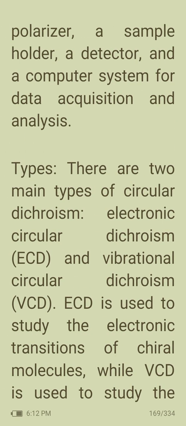So, which are the types? As mentioned earlier, there are two main types, which are electronic circular dichroism and vibrational circular dichroism.